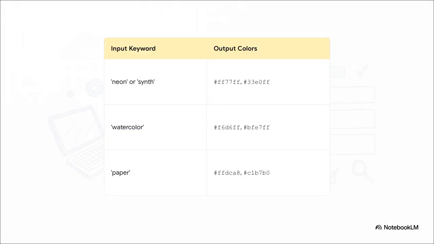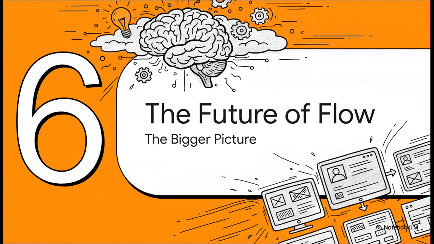It's a really straightforward system. You say neon or synth, you get these bright, punchy colors. You say watercolor, you get these softer pastels. It's just a simple lookup. Super elegant, super efficient. So, what does a tool like this mean for the future of how we work, for the future of creative flow?